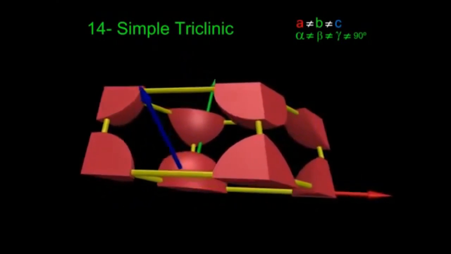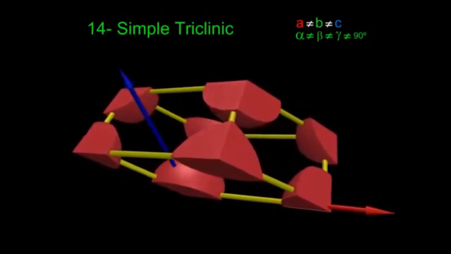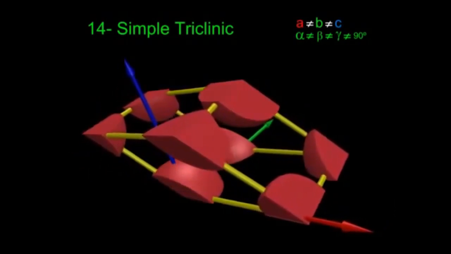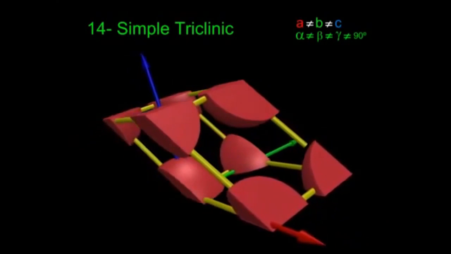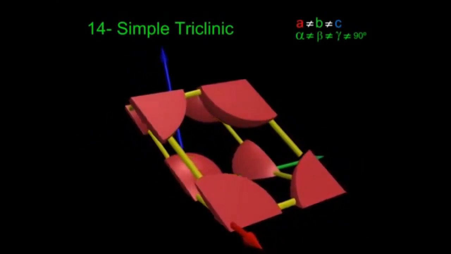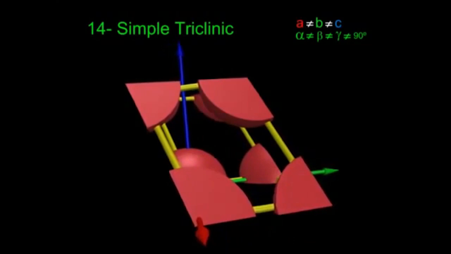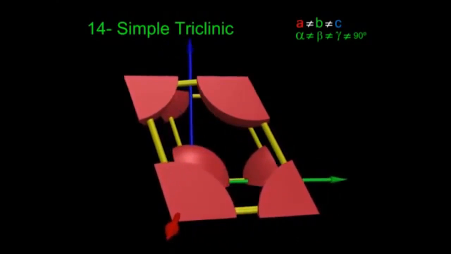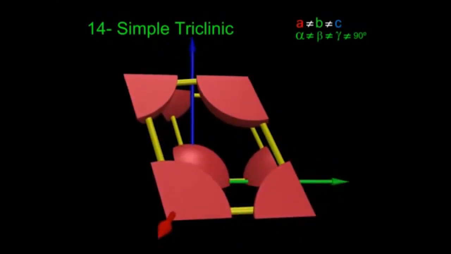So these are the 14 possible Bravais structures. Whatever the solid may be, it contains only one of these types of structures. These are the only possible structures.